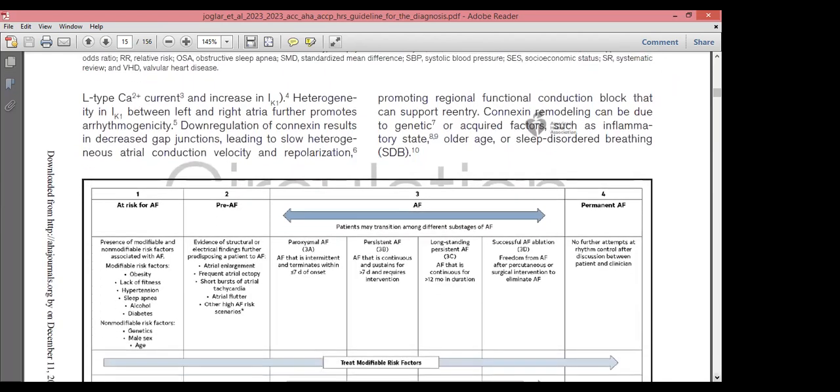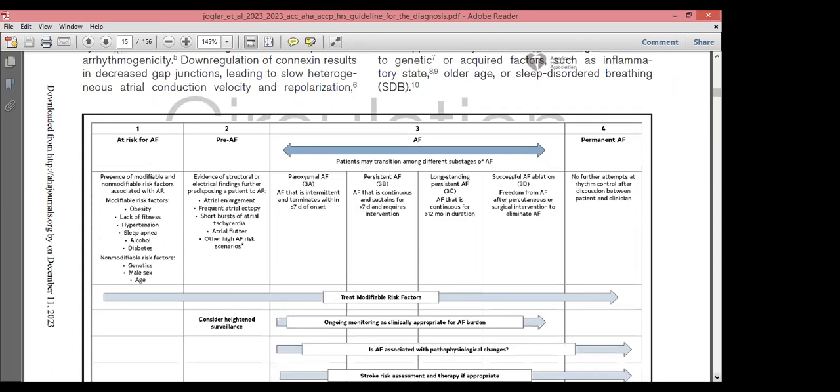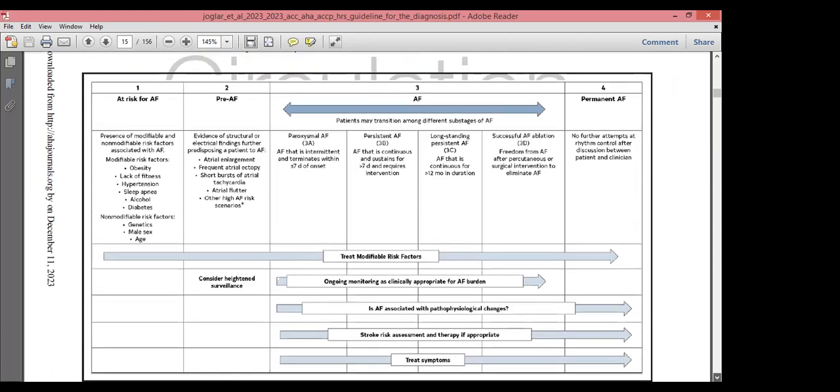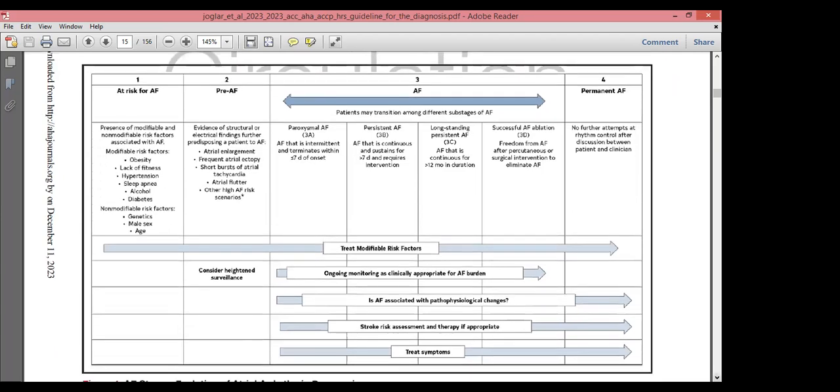But the AHA guideline that came out last year, November, now brought out a different classification, and it classified it into 4. So that's what I'm showing now. The first classification is the at risk for AF. These are people that don't have AF and they don't have any structural problems, but they have cardiovascular risks. That's the modifiable and non-modifiable risks that have been associated with AF. The modifiable risk factors: obesity, lack of fitness, hypertension, sleep apnea, alcohol, diabetes. Then non-modifiable: genetics, male sex, and age. So this is the group at risk for AF.